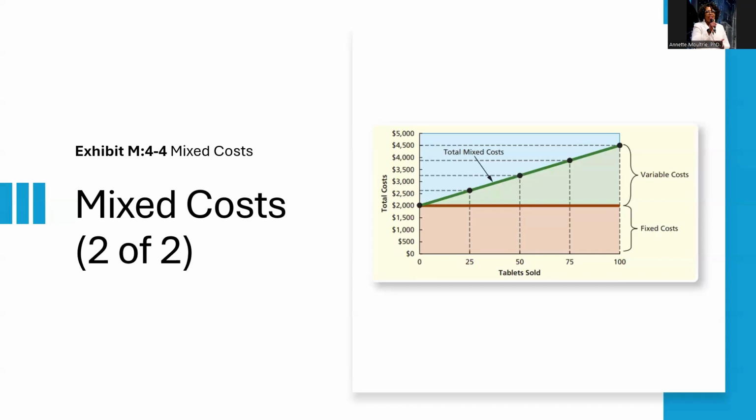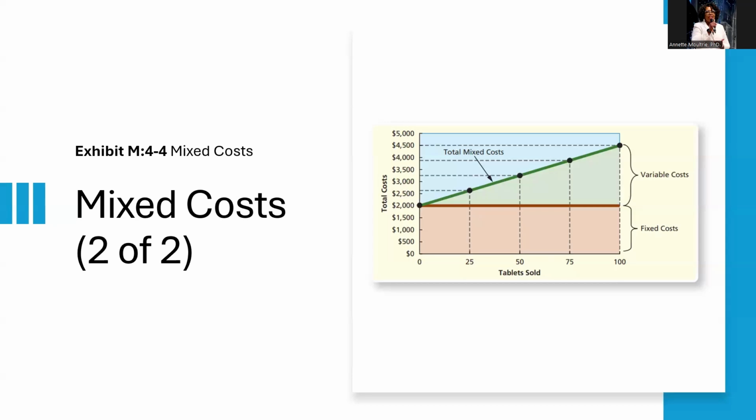Now, if sales double to 50 tablets, the total variable cost also doubles to $1,250. That is 50 times $25, bringing total compensation of $3,250. So that's your $2,000 salary plus the $1,250. That's how you would get the $3,250.